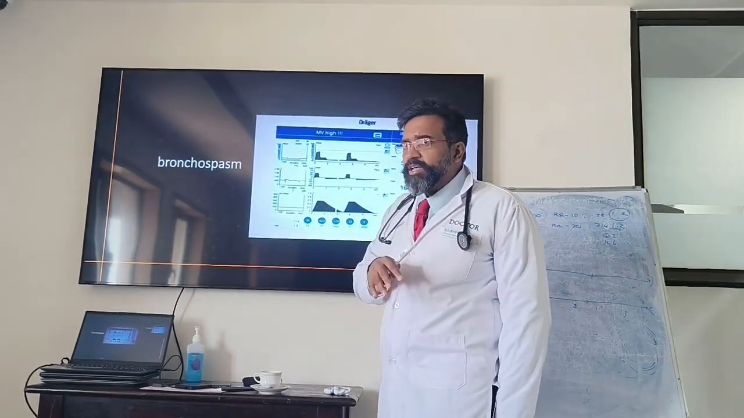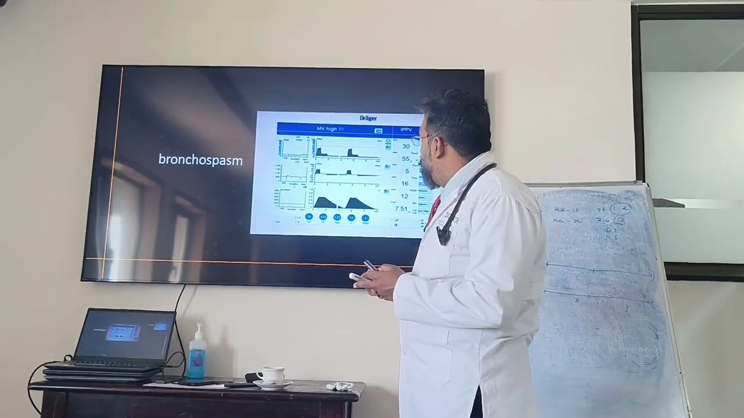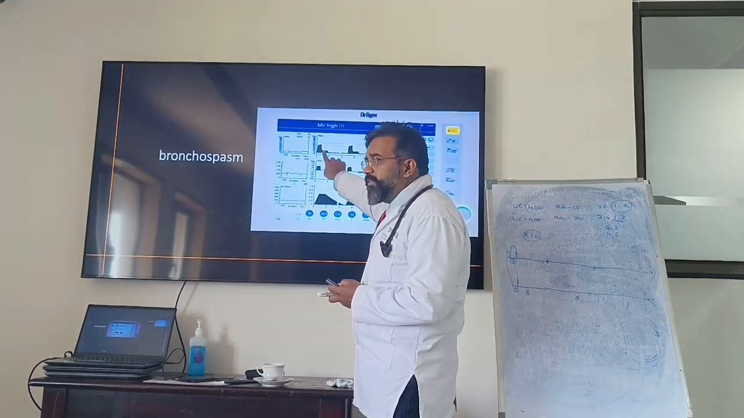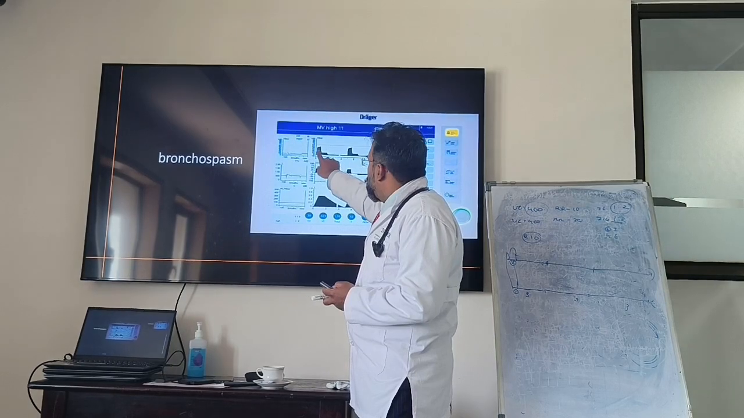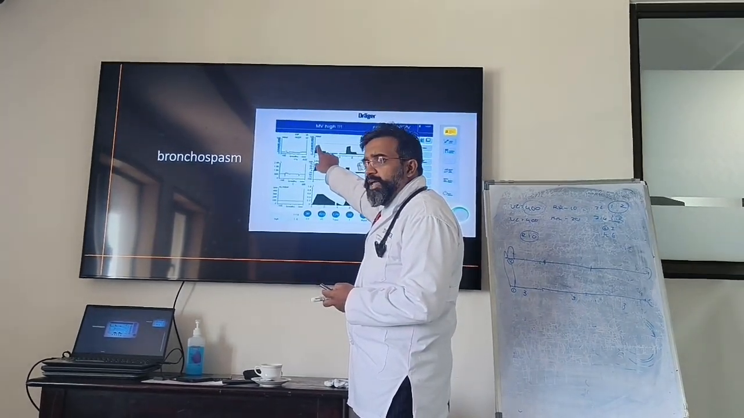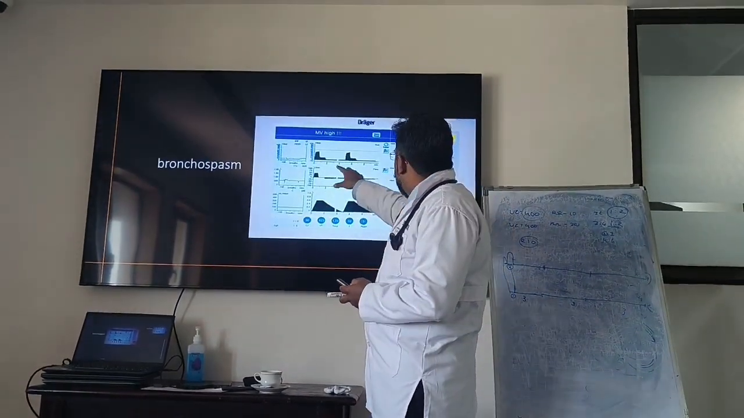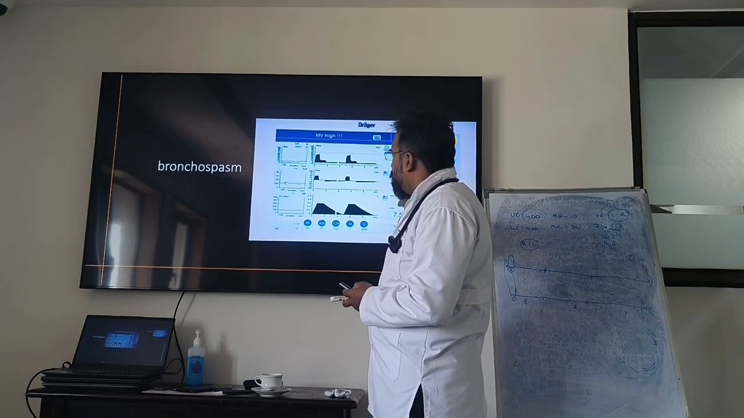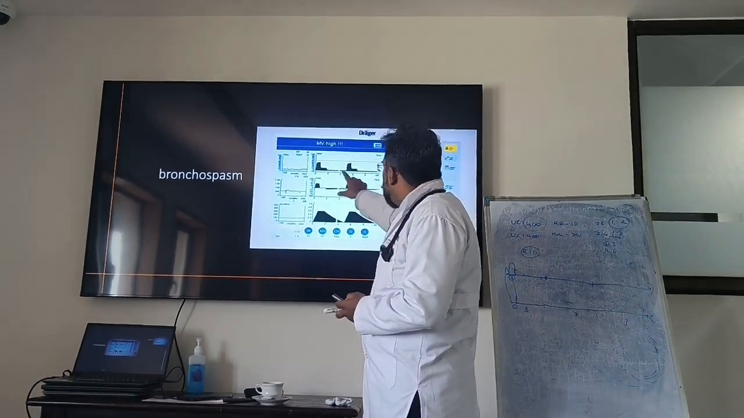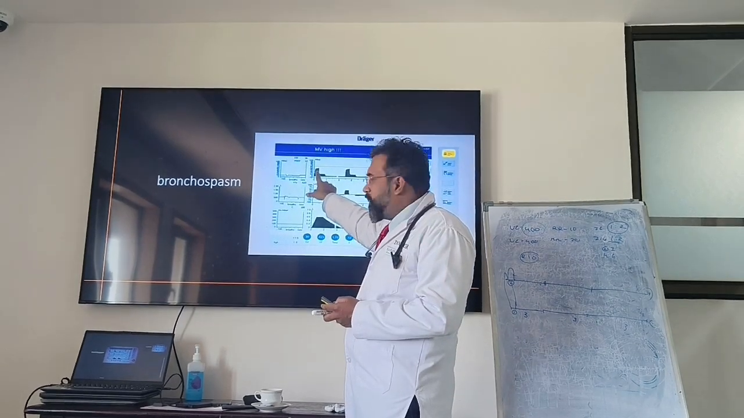Now what is happening here? What is the difference from the earlier graph? P peak is high. P peak has gone high. P plateau has remained where it was. In the earlier graph the P peak was here, no? Now the P peak has gone high and the plateau has remained where it was. Plateau has not changed. P mean is 5 or 7 or something. It's remained the same, whereas P peak has gone high. Right?